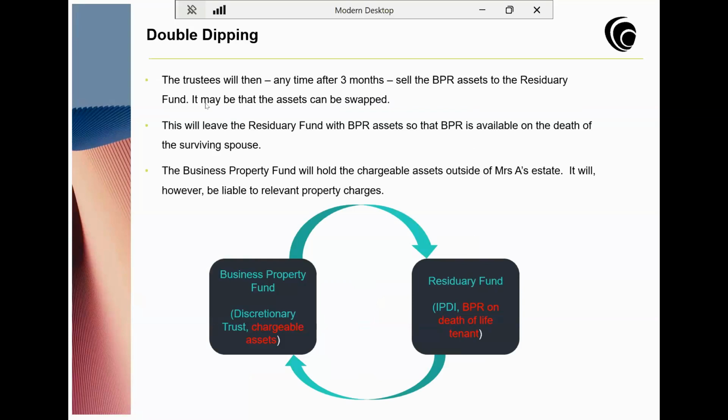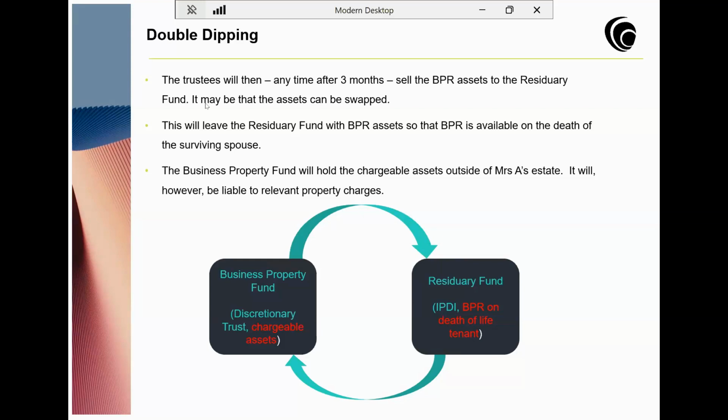Then, usually after at least 3 months has passed, the trustees will sell the business property relief assets, so the business assets, from the business property fund to the residuary fund, and values may be such that assets can simply be swapped. And then as illustrated on the screen here, the residuary fund will hold the business assets.